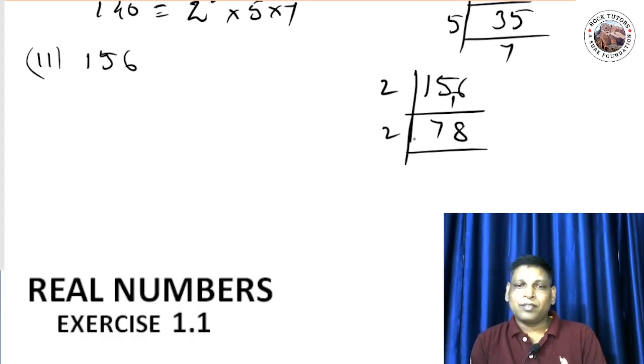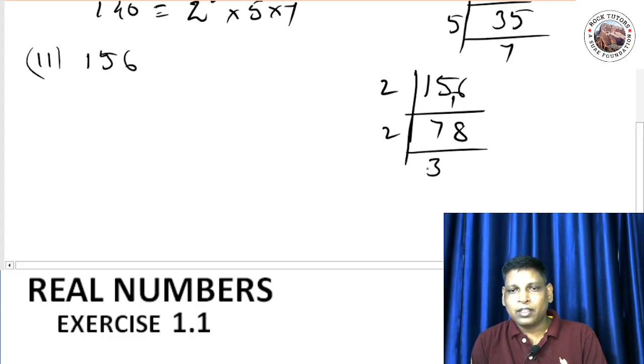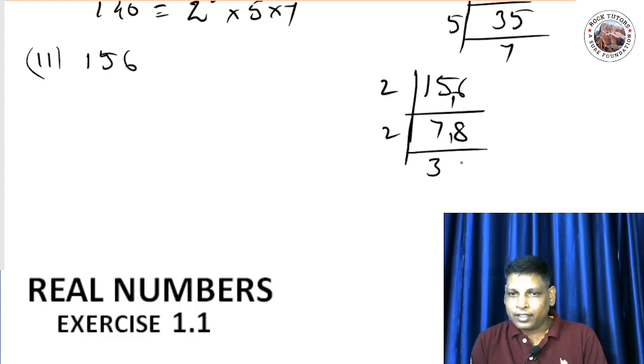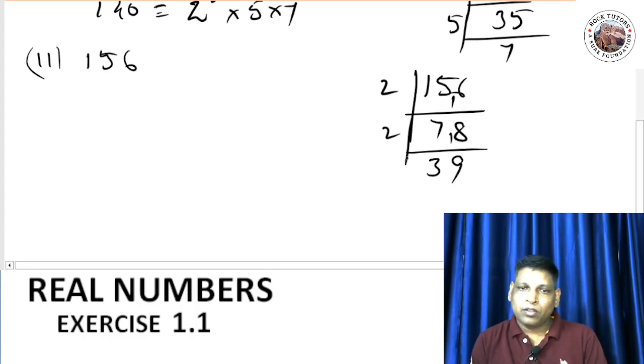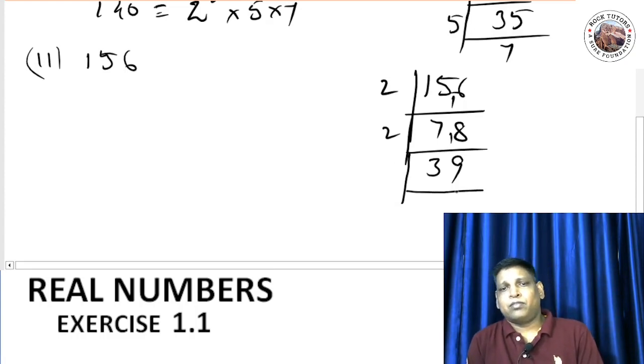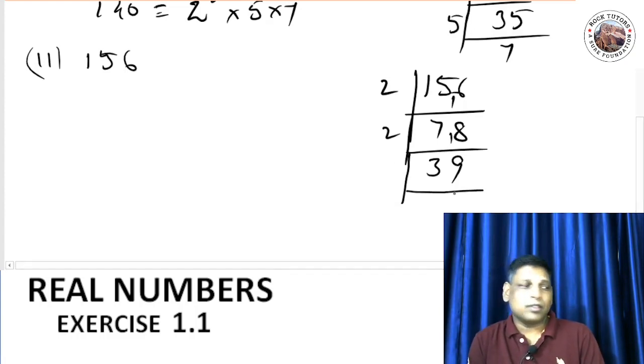So here 7 is there. That means 2 threes are 6, and 7 minus 6 is 1. So I am writing here 1. So it becomes 18. So 2 nines are 18. Now this will be 39. So we don't know whether 39 is a prime number or not.